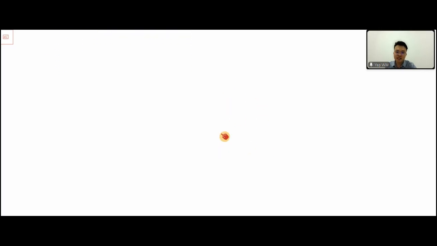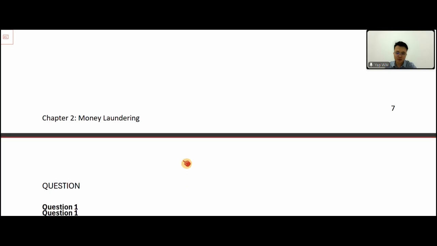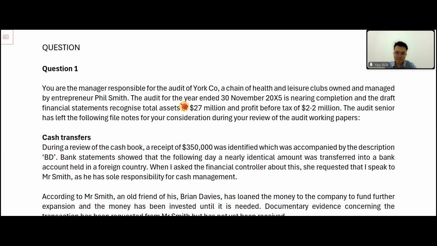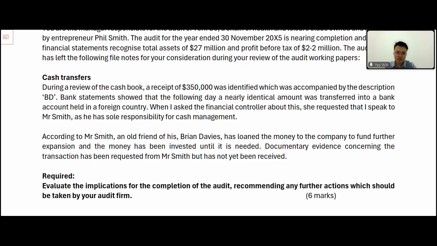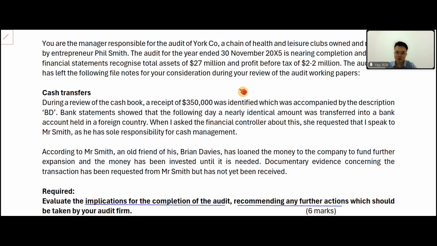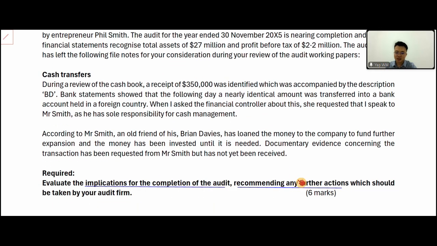We will be trying sample questions on page number 8. Evaluate the implications for the completion of the audit. Recommend any actions that should be taken by your audit firm. There are two parts to the question here. The first part is about what you need to do at the end of the audit when you want to complete it. And you have to recommend further actions that your firm is supposed to do based on this scenario. It is a 6 marks requirement.